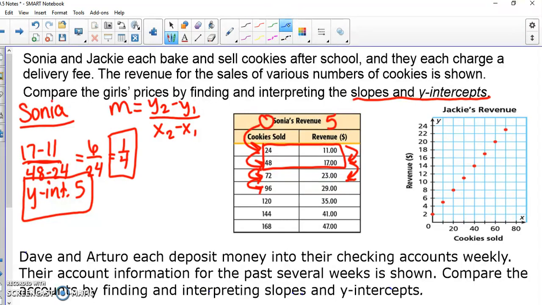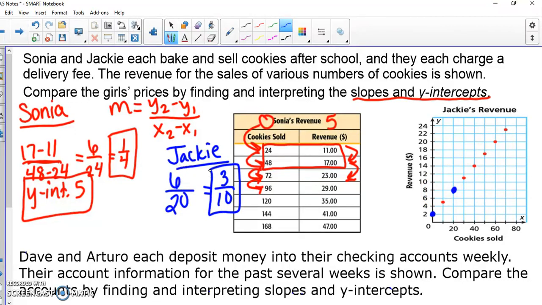Now that we've done Sonia's, let's do Jackie's. We're going to find her slope and y-intercept as well. Jackie's is a little bit easier to find the slope because we've got a couple different points that we can use. I'm going to use these 2 points, and remember that slope is also rise over run. You can either use the formula or just use the graph. Here I went from 2 to 8, so I rose 6. Then I went over 20. If I simplify that, I get 3 over 10. There's Jackie's slope, and her y-intercept is at 2.